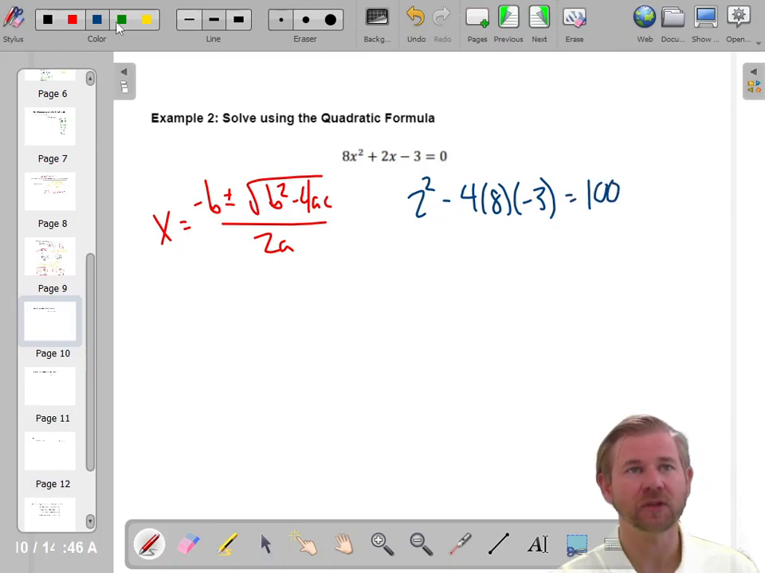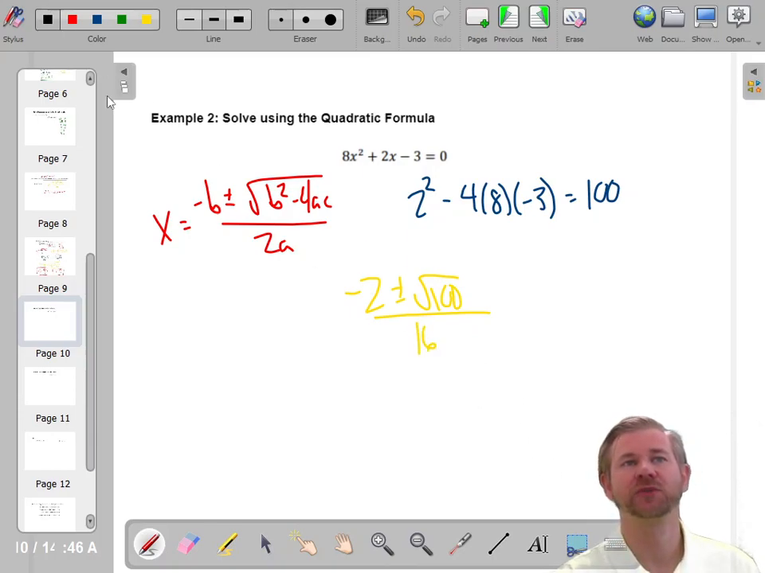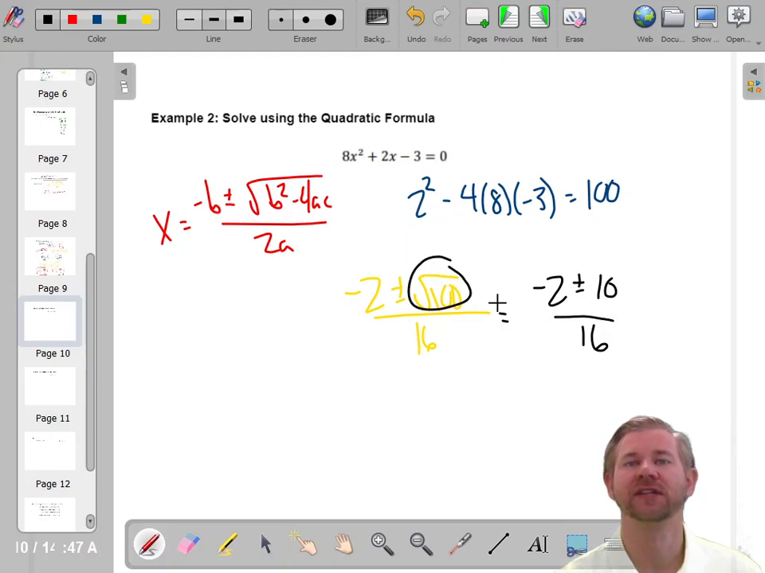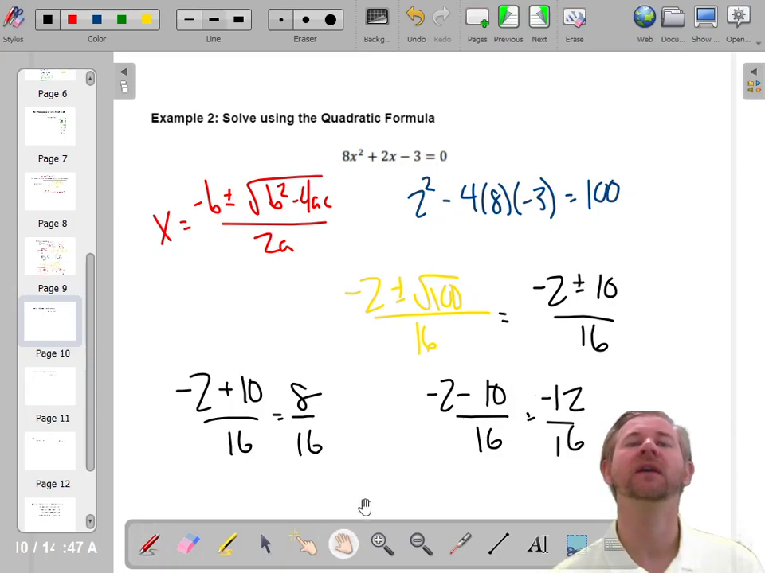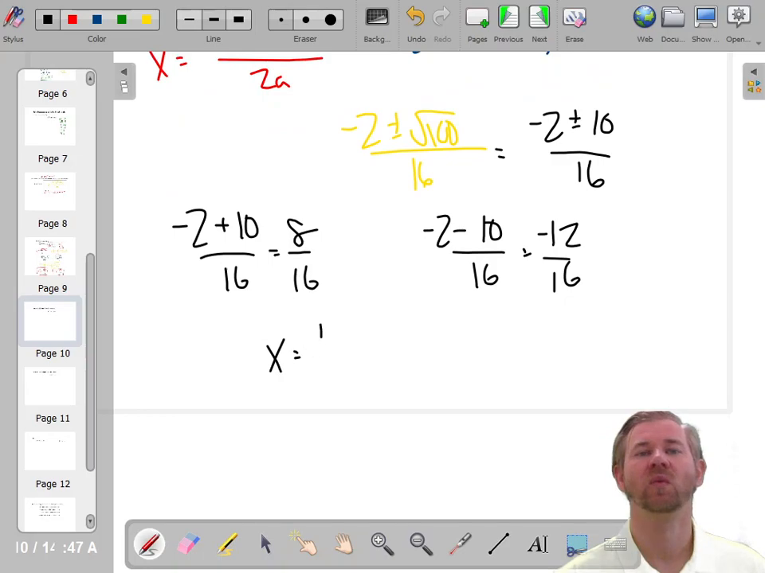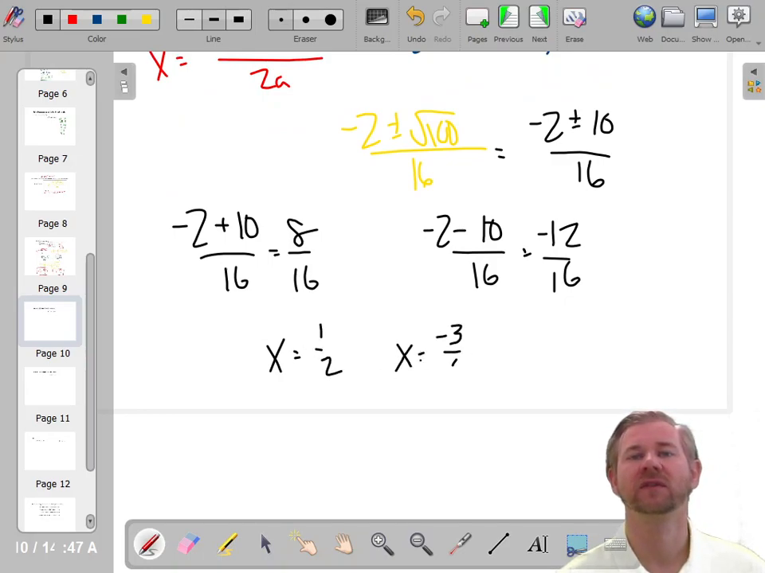100. So now I fill the rest in. The opposite of B is negative 2 plus or minus the square root of 100 over 2A. I'll write that as 16. 2 times 8 is 16. Now this one, I can actually get nice friendly numbers because the square root of 100 is 10. So I will simplify that to be 10, and now I'm going to split it up. Negative 2 plus 10 and negative 2 minus 10. So 8 over 16 or negative 12 over 16. Those simplify to 1/2 or negative 3/4.